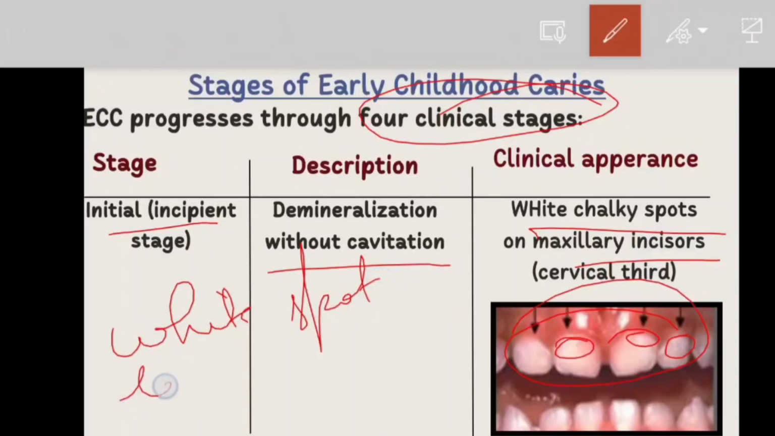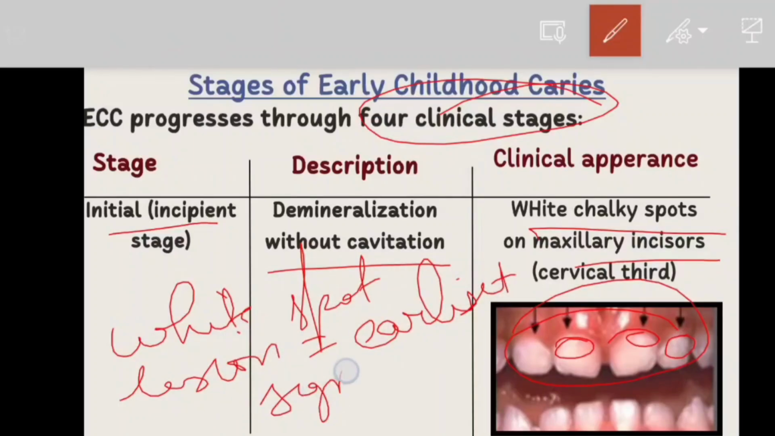So the exam point is: the white spot lesion is the earliest sign of early childhood caries. It is the earliest sign.